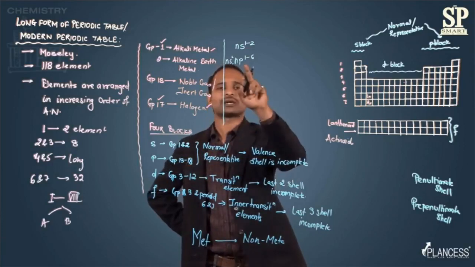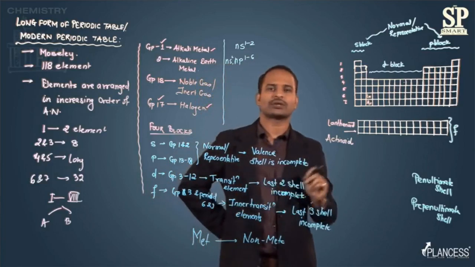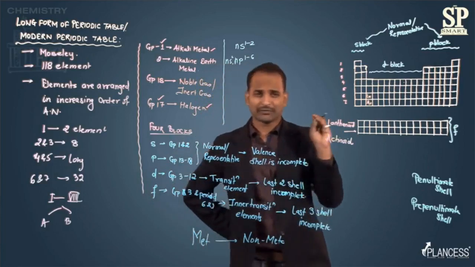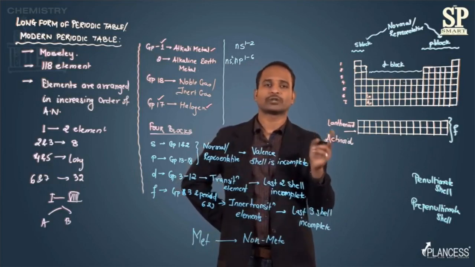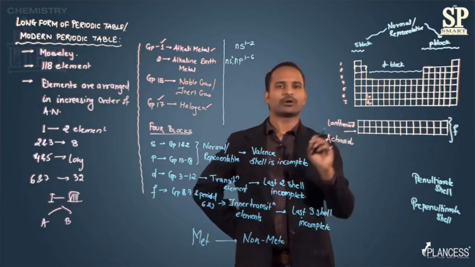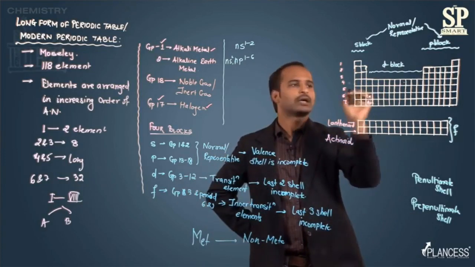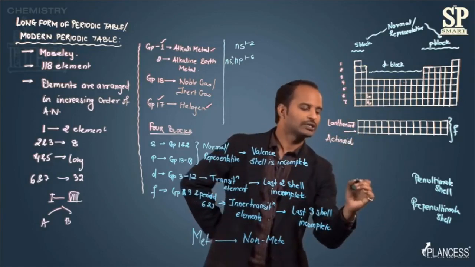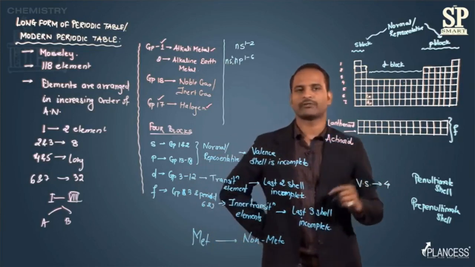P block elements are those whose last electron enters the P orbital, that's why P. D block elements are those whose last electron enters the D orbital. But when the electron enters a D orbital, that D orbital is never from the outermost shell, but from the penultimate shell. It means the D block elements start from period number 4. If they start from period number 4, the valence shell is the 4th shell.